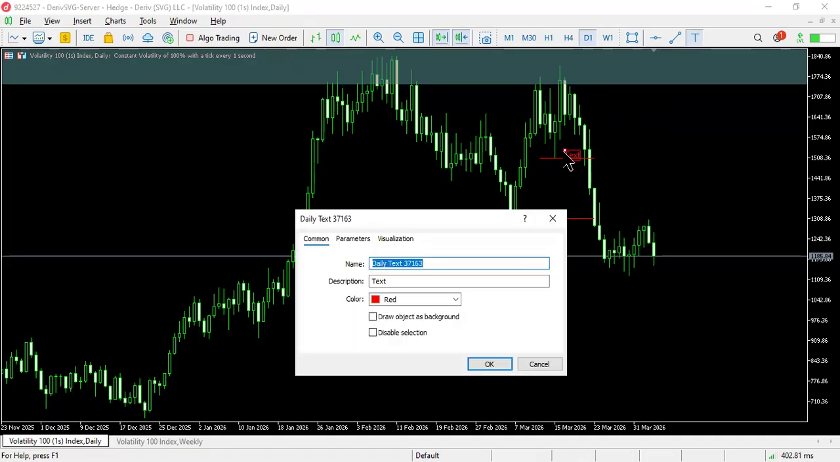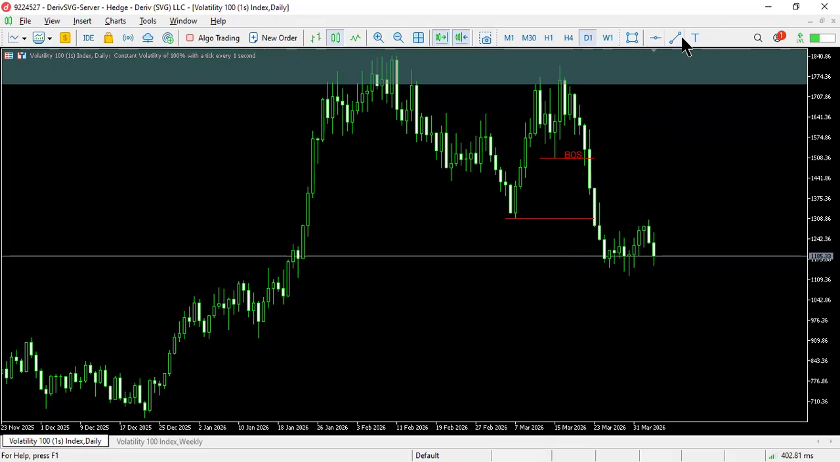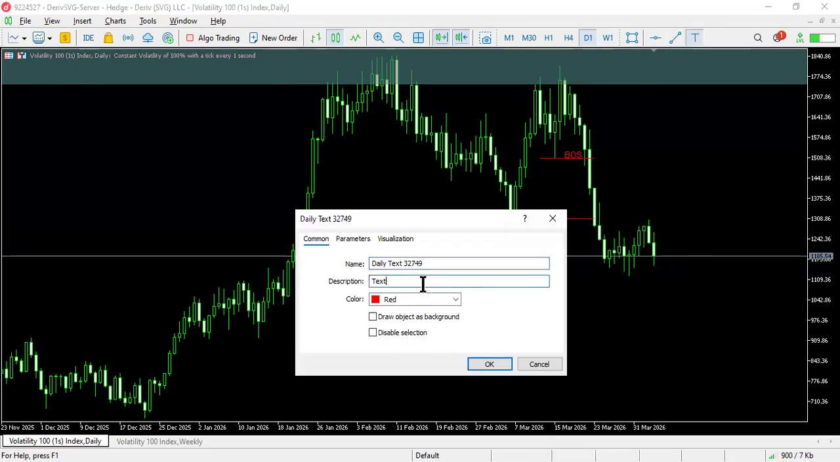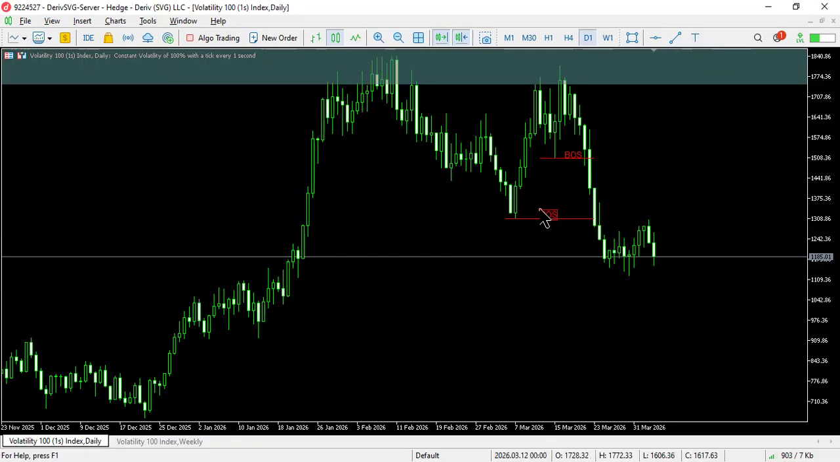So we have a break of structure right there. And then we also have another break of structure, and another break of structure right there. That is all from the daily time frame.